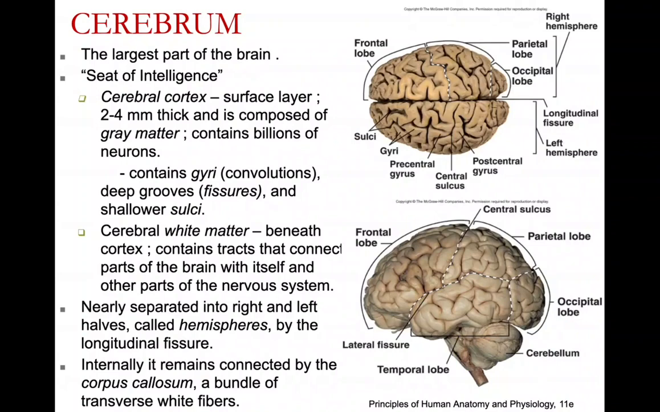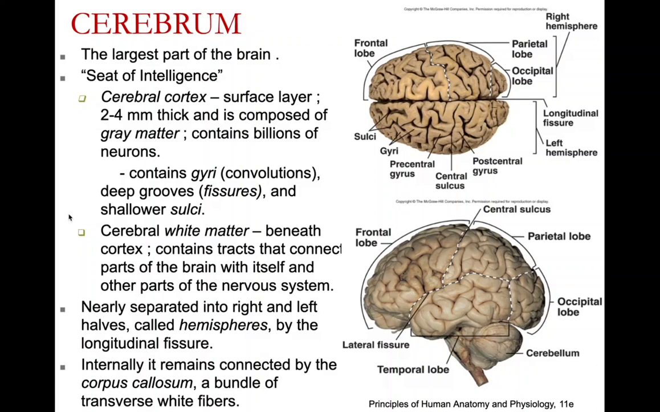So our cerebrum is the largest part of the brain. It's considered the seat of intelligence. Your cerebral cortex, the surface layer, is 2 to 4 millimeters thick, and it's made up of gray matter with billions of neurons. We have the gyri, which are the raised areas or the convolutions, and then the deep grooves are the fissures, and the shallower are the sulci.